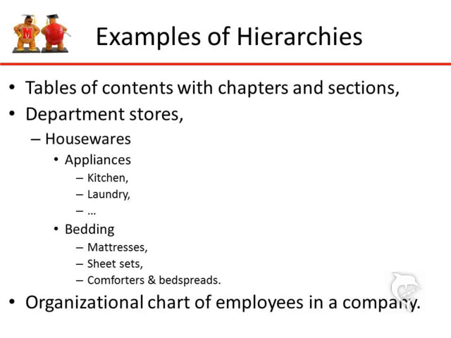I just want to make sure that you understand that children can be at any hierarchical level except, by definition, the top level. So that means that an item in a hierarchy can be a parent and a child at the same time, like the categories in the housewares hierarchy here of appliances and bedding. Each of those is a child of housewares, and each is a parent of their own children.